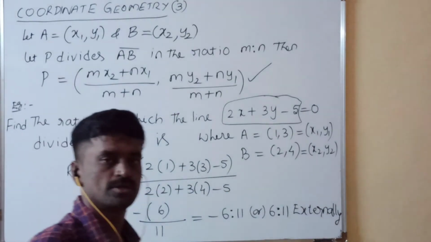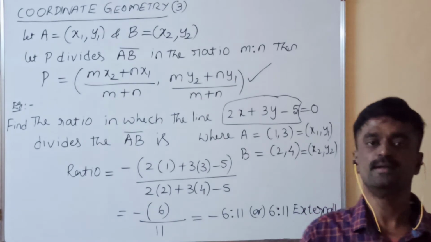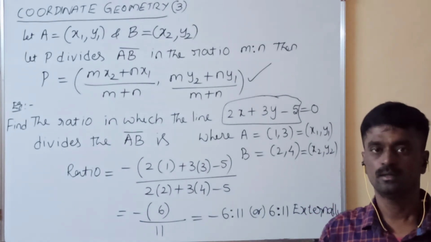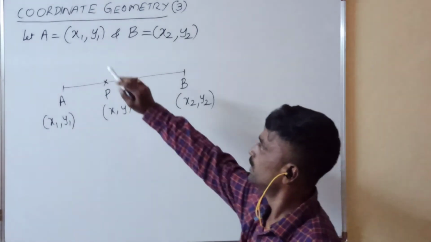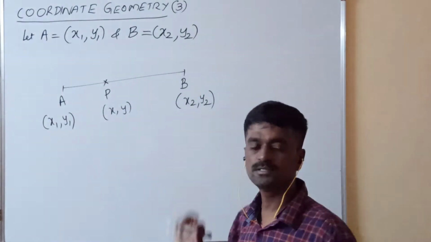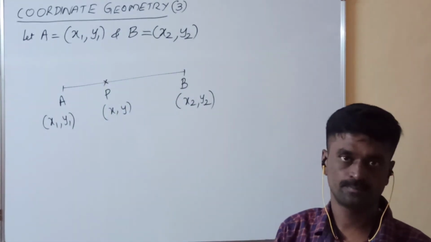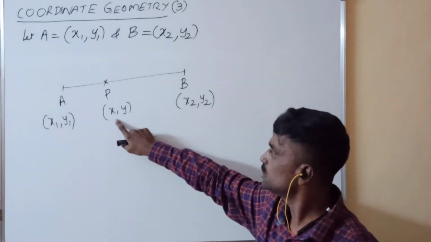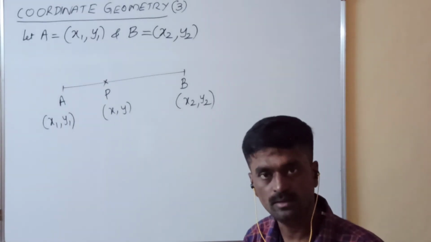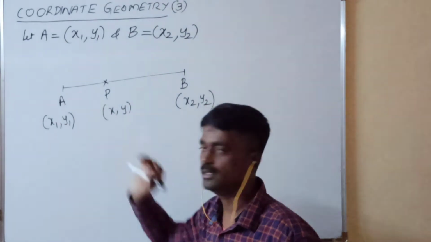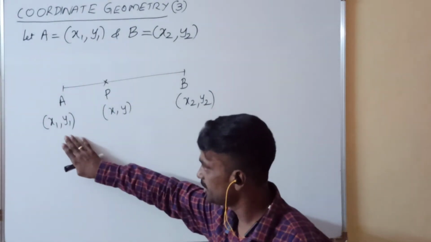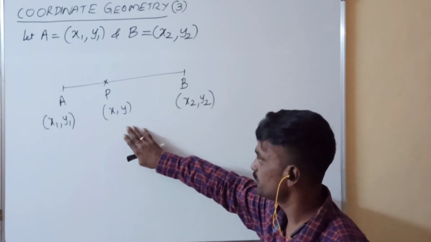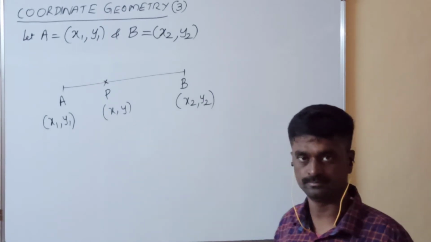So why do we have to write externally? Because here the ratio we got is negative. Okay, understood? So look at the next case. Let A be x1, y1 and B be x2, y2, the given points. P is a point whose coordinates are x comma y and collinear with A and B. So here you know the coordinates of A, P and B.